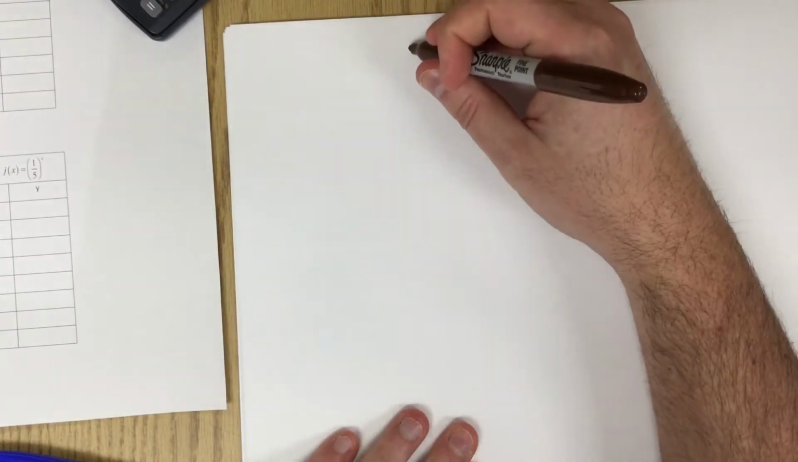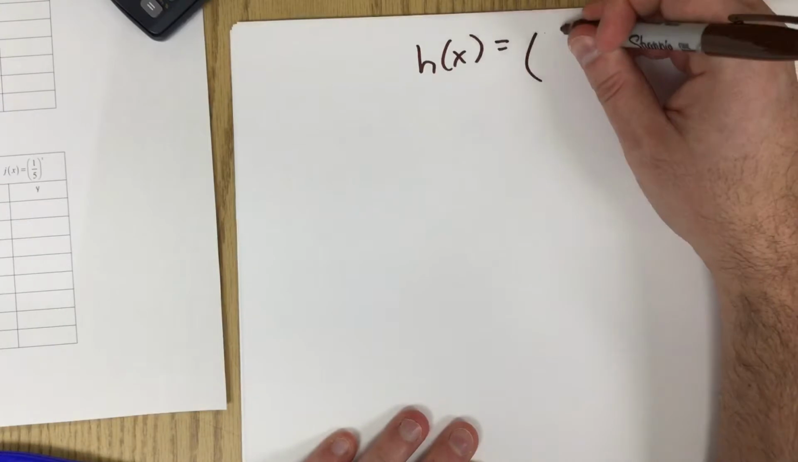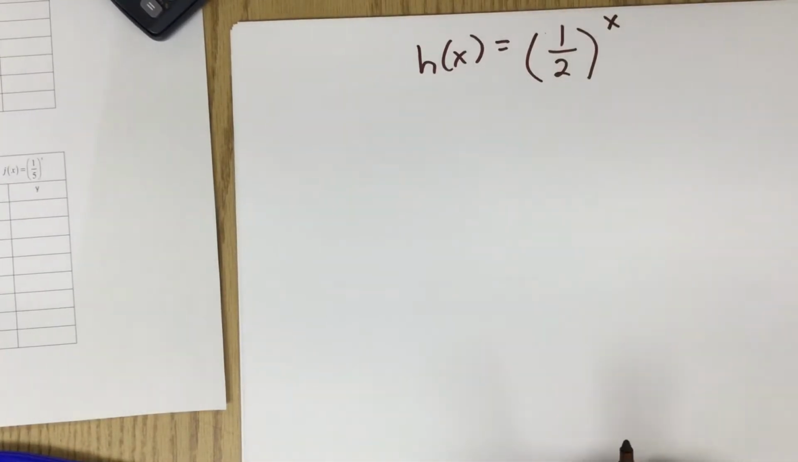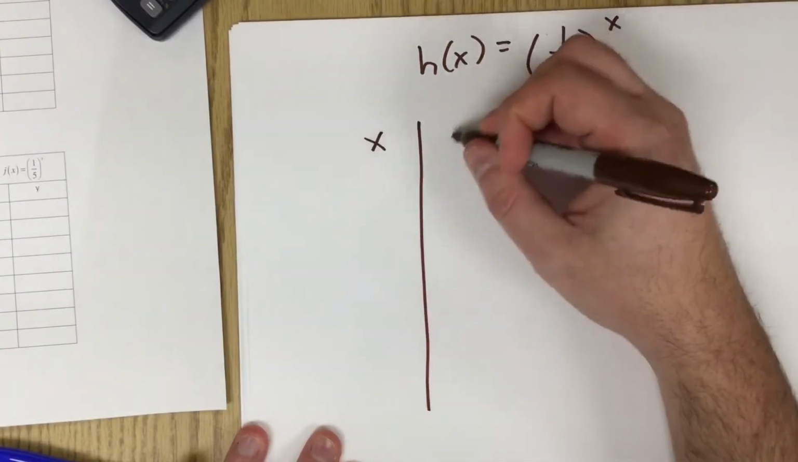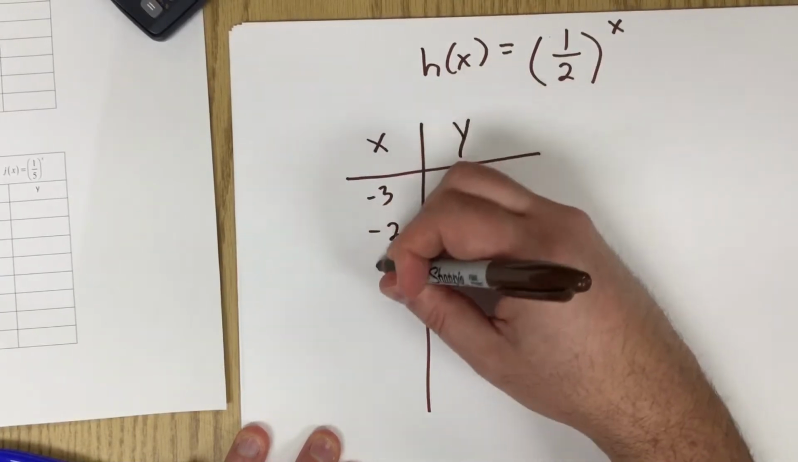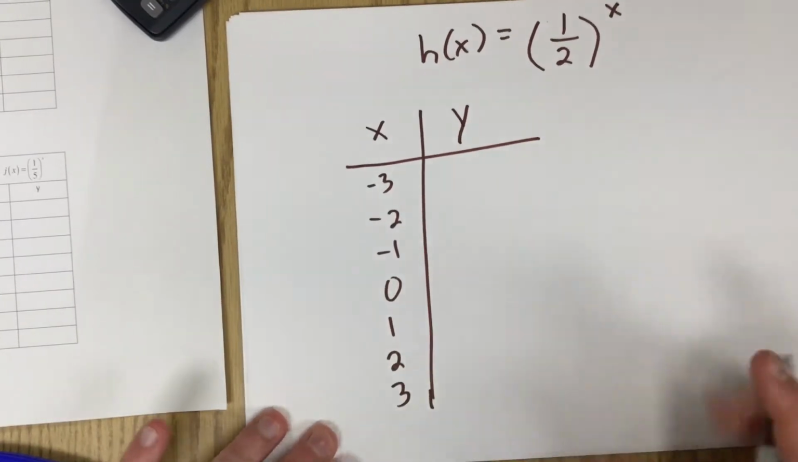So what we're going to do is change the base again. Let's say our base is, we'll do h of x for no reason at all, a half to the x. We're going to do the same things, and we'll again go -3, -2, -1, 0, 1, 2, 3.